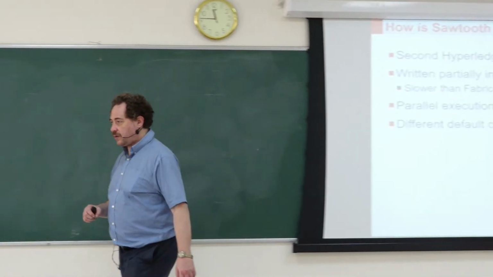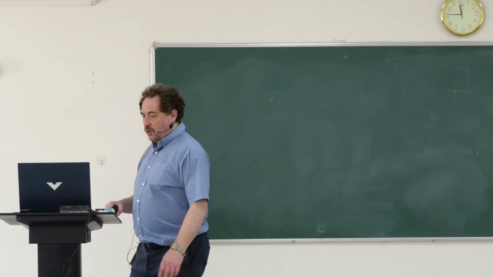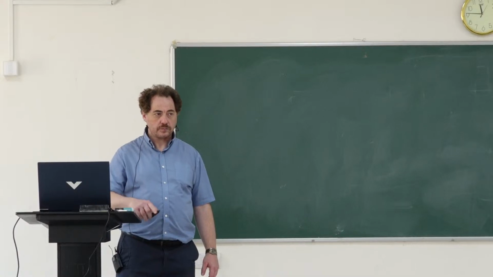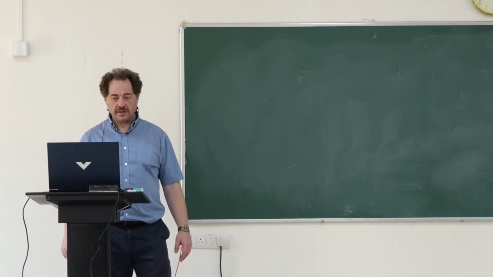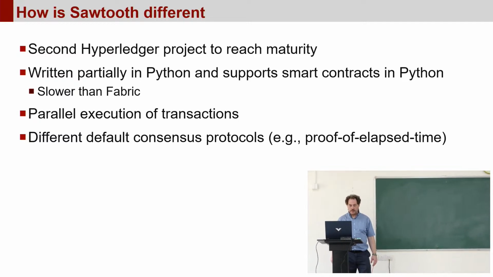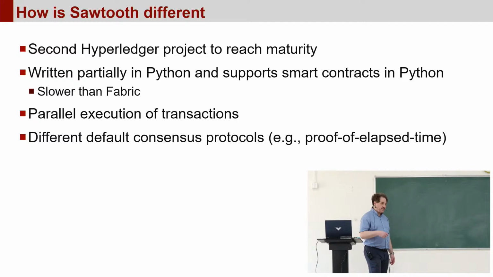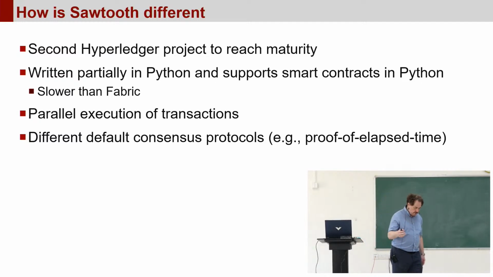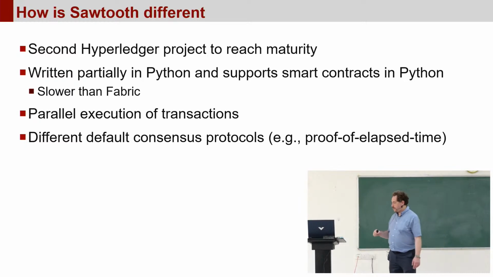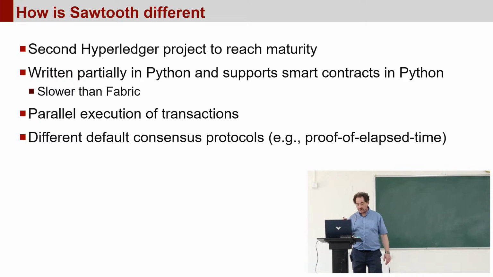Okay, so that was about Fabric. Now, what can we say about Sawtooth, the other system? Sawtooth is yet another ledger. It's the second Hyperledger project to reach maturity. Well, by now, the other projects are also quite mature. It's also permissioned, mostly. It's also intended for consortium blockchain. So in what way is it different?